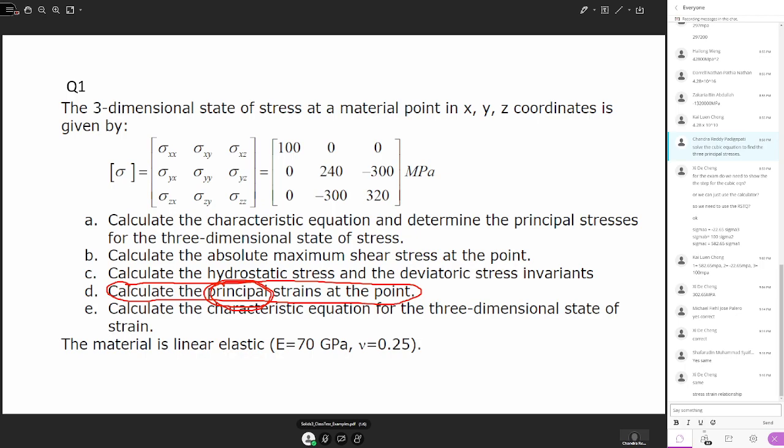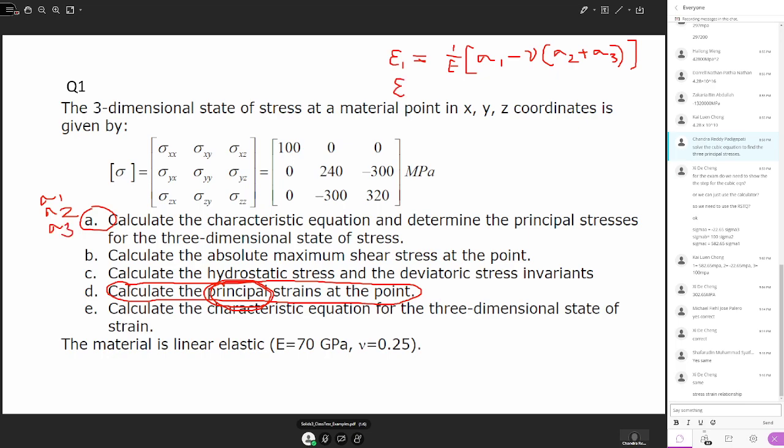So I'll just write here, epsilon 1 can be written as, because we are dealing with elastic relationships, Young's modulus is given and the Poisson's ratio is given. So the principal strain 1 is 1 over Young's modulus, then sigma 1 minus Poisson's ratio into sigma 2 plus sigma 3. Because we already know the three principal stresses from part A, sigma 1, sigma 2, sigma 3, you can use those values and calculate epsilon 1, epsilon 2, epsilon 3.